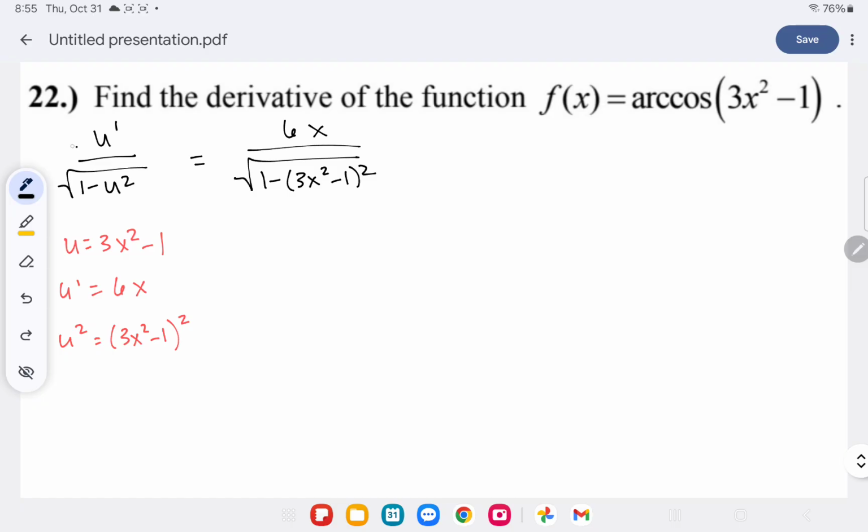Actually, I forgot my negative. I wrote down the original one wrong. So the derivative of arc cosine is negative u prime over the square root of 1 minus u squared.